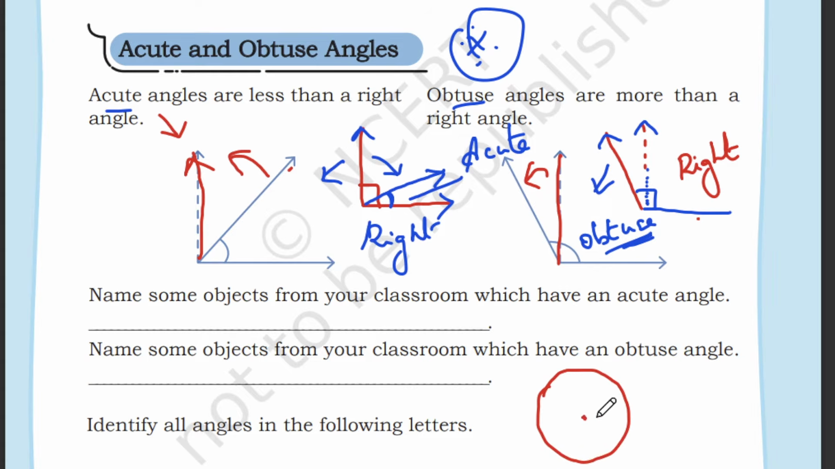For example, if the clock hits 3:10 p.m. If you see, this angle is less than, so at 3 o'clock we will get a right angle, but when the clock hits 3:10, the angle becomes acute, which is lesser than a right angle. So you can write clock at 3:10 p.m.